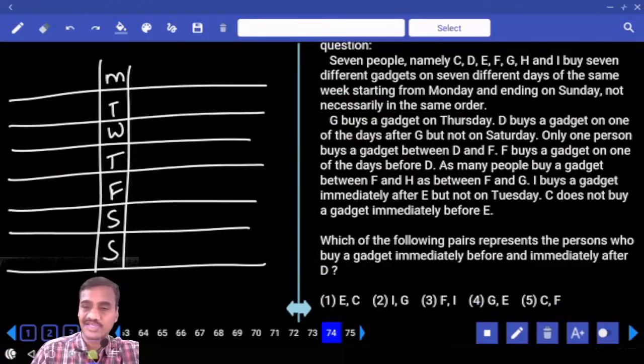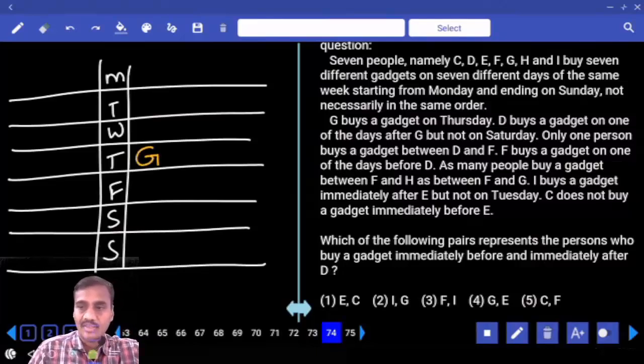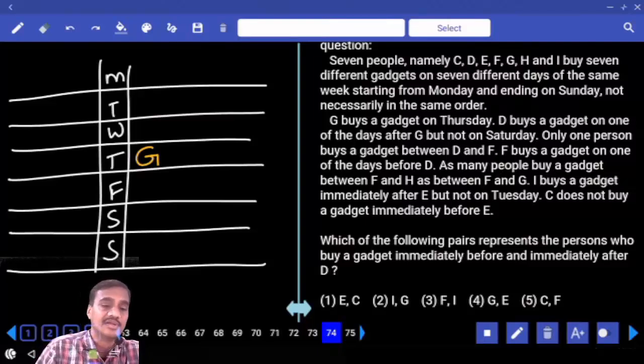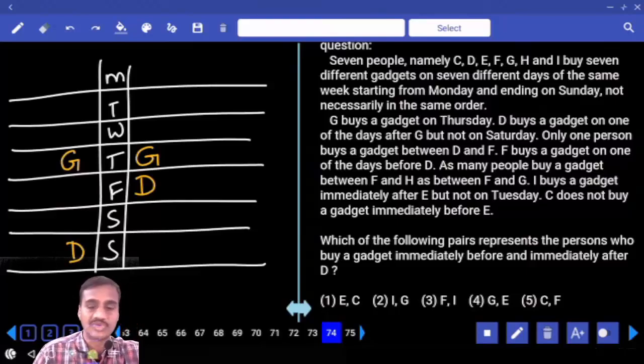G buys a gadget on Thursday. Hence where should this G be? G is on Thursday. And D buys a gadget on one of the days after G but not on Saturday. That means either Friday, Saturday or Sunday, out of which Saturday is ruled out. Hence how many possibilities do we have for this D? Now 2 possibilities. What are those 2? D is on Friday, next D is on Sunday. Hence we have only 2 possibilities now.